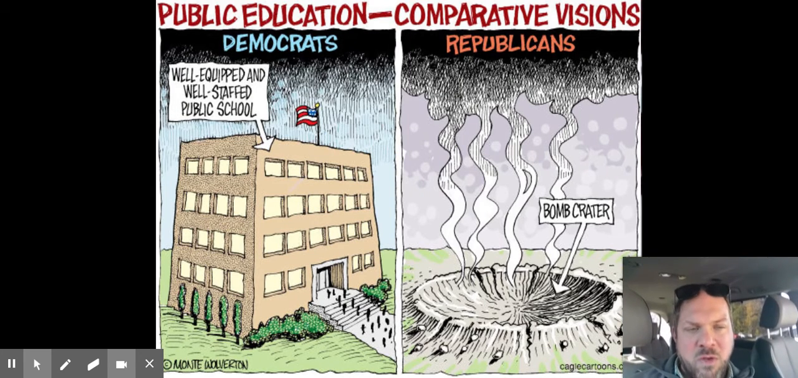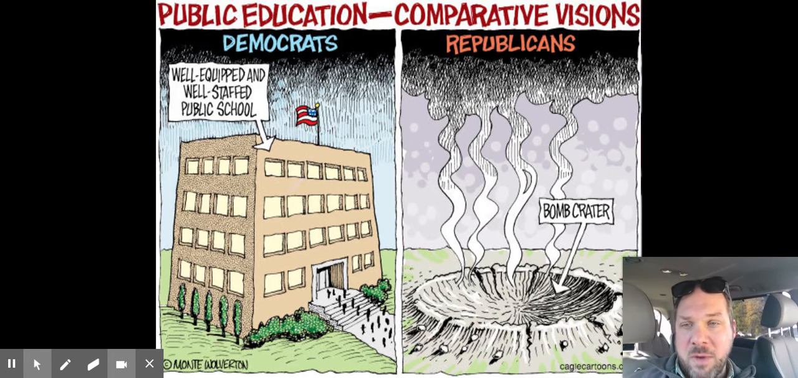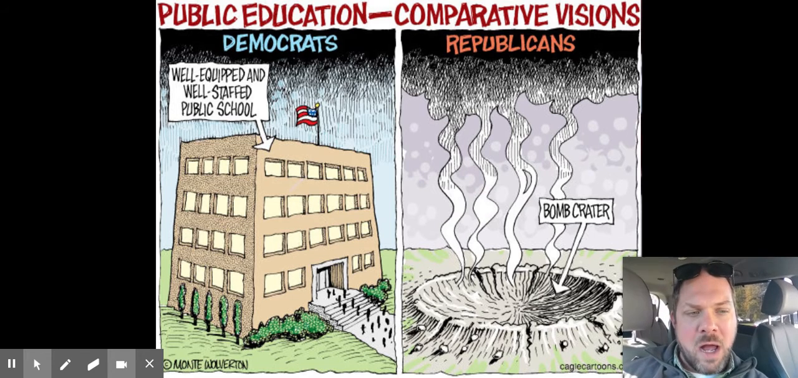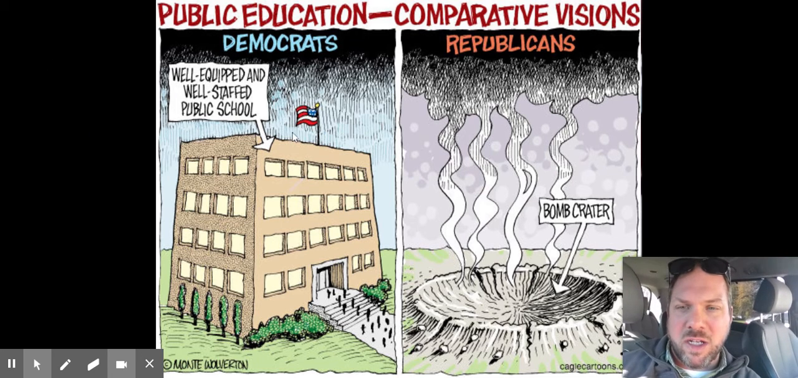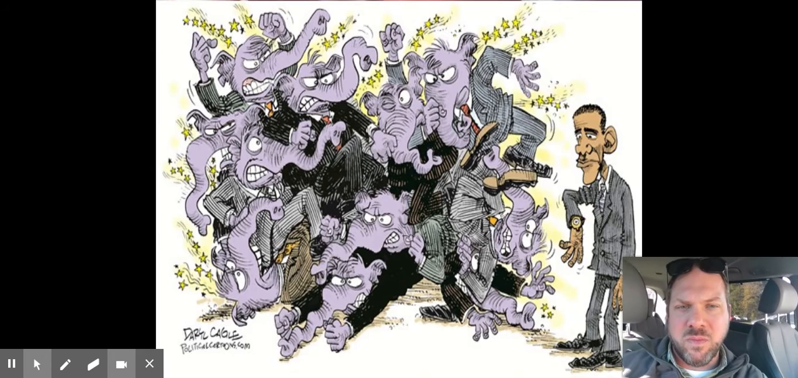Okay, our next one, we're going to move a little quicker. We have public education, comparative visions. For the Democrats, we have this really nice looking school with the kids walking in, little American flag on the top. And on this second one, we have the Republicans, and there's a bomb crater. Boom. So they're saying that which political party would support the schools? I hope you thought that it was the Democrats. That's what this artist was drawing, that the Democrats would support the schools and the Republicans would destroy the schools.